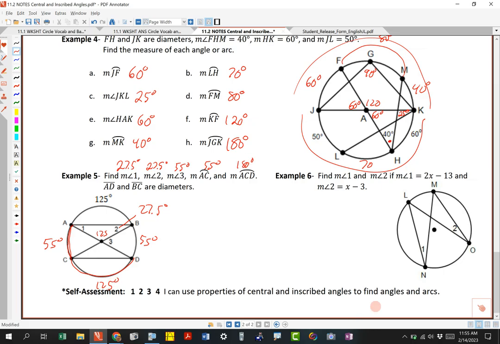Okay. Take a look at this last one. Set it up. What was three? Angle 3? Because it's a central angle.